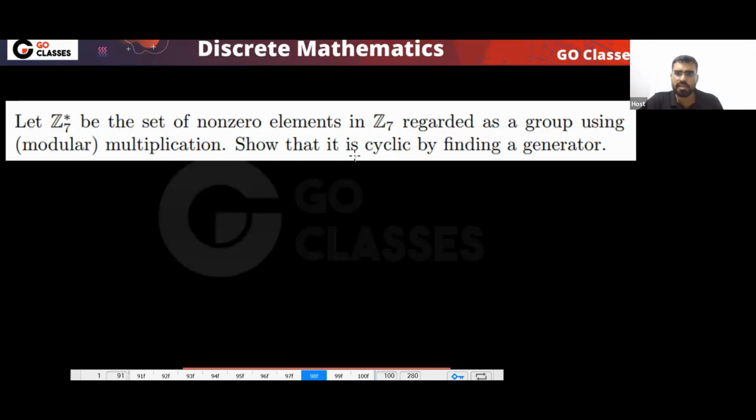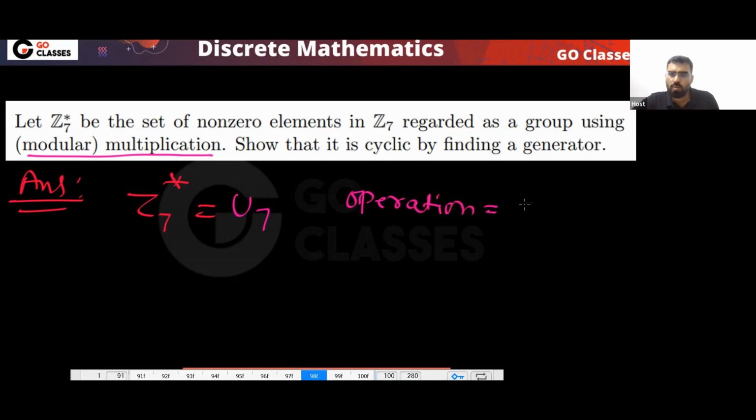So this is the question. Is this a cyclic group? This is the question: Z7 star. This is the non-zero elements of Z7 and the operation. Basically, what is this Z7 star? In this question, from the description, this is actually U7. Very good. This is actually U7 because the operation is also multiplication modulo 7. So this Z7 star is nothing but U7. And is this cyclic? Yes, this is cyclic.